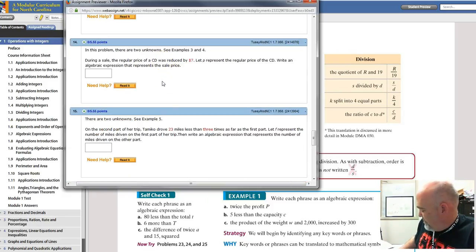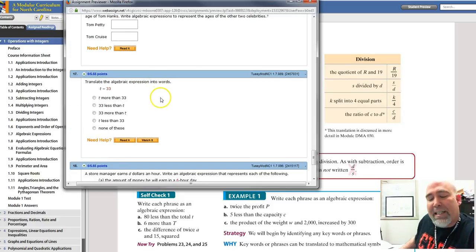And lastly, looking at number 17. So this one is to translate the algebraic expression. So write it in the words. So if you're given an expression, what is it in words? So there's a whole bunch of different ways that you could say this, but we have to find the right one that matches. So is it more than?